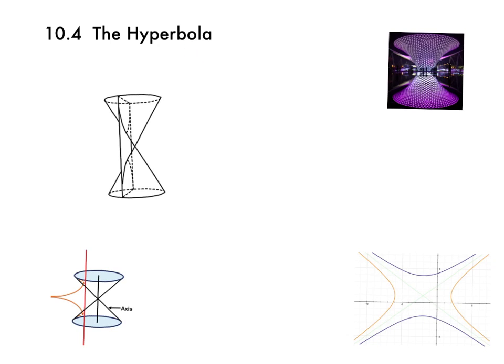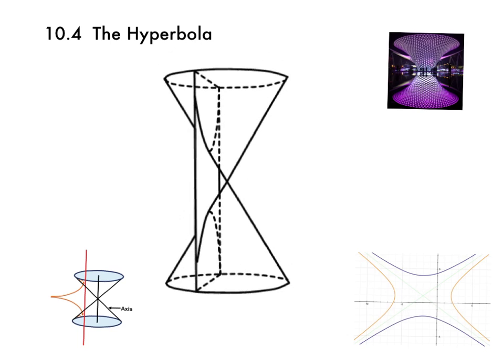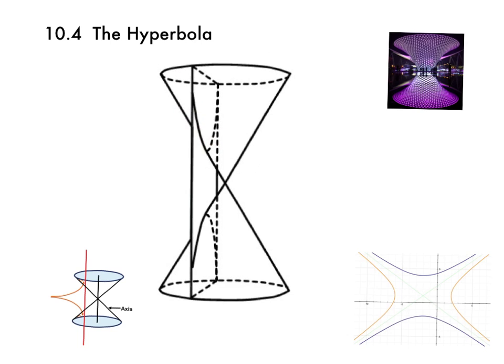Another bola shape. The hyperbola does look like two parabolas going away from each other. Okay. There's many parts to the hyperbola, so let's get right into it. Alright, let's look at this picture right here.